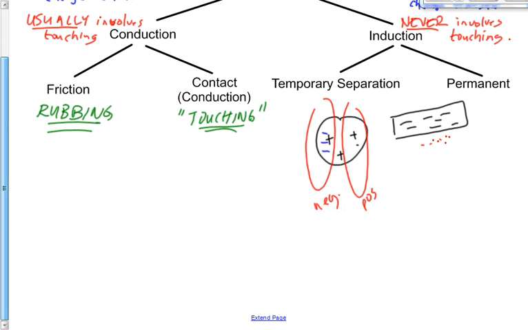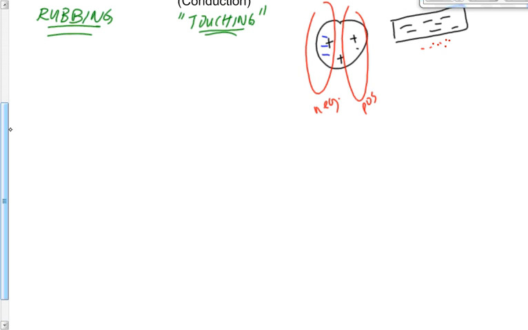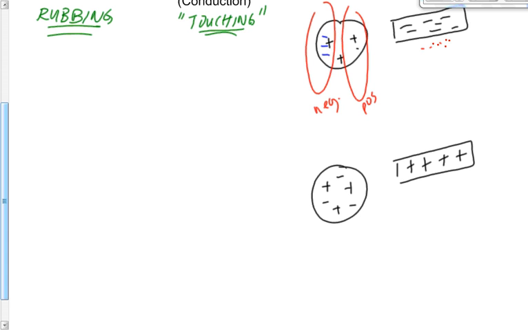Let's draw one more picture here. Let's say we've got a neutral object again. 3 positives, 3 negatives, or whatever. 15,124 positives, 15,124 negatives. So I'm going to bring a positively charged object nearby. Not all protons, but more protons than electrons. Mark, what's going to happen to the protons? They're going to stay where they are. Good. What's going to happen to the electrons?